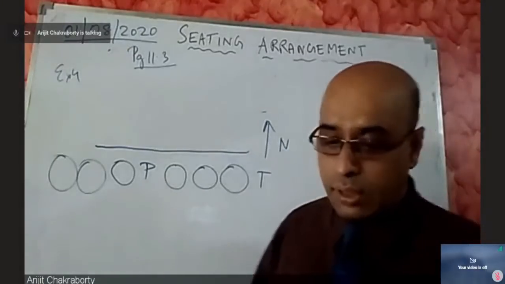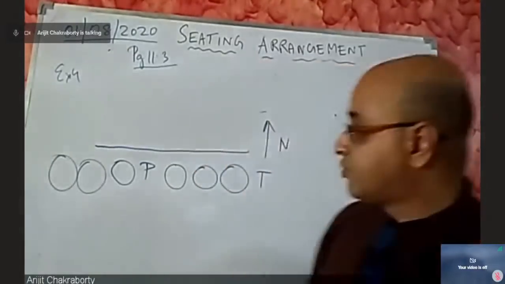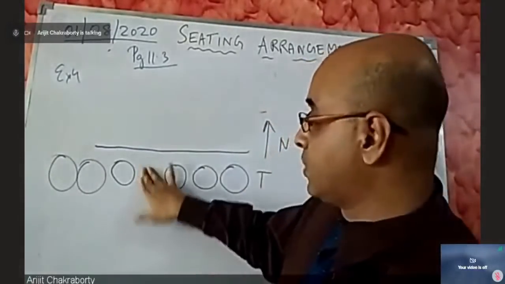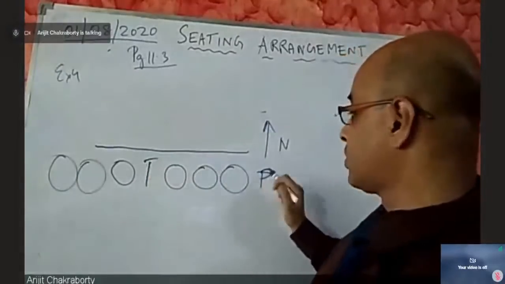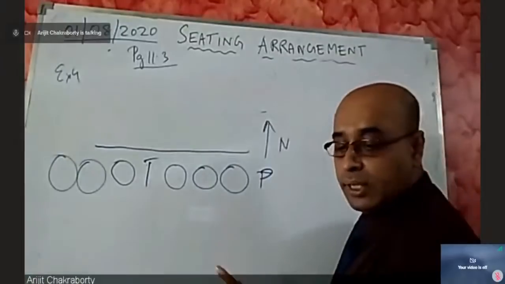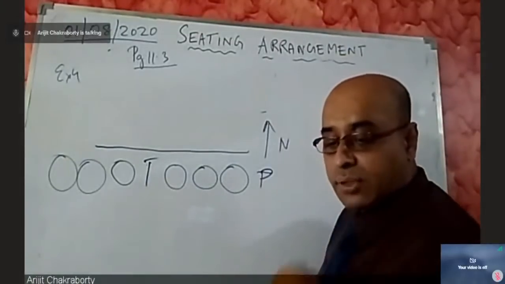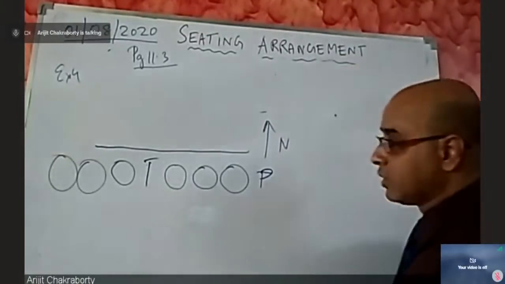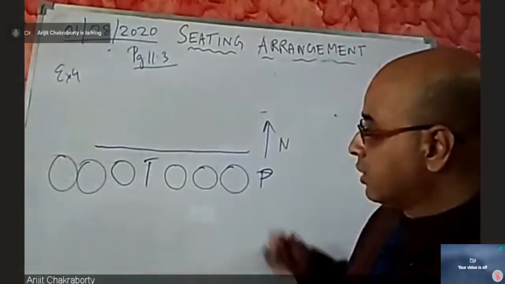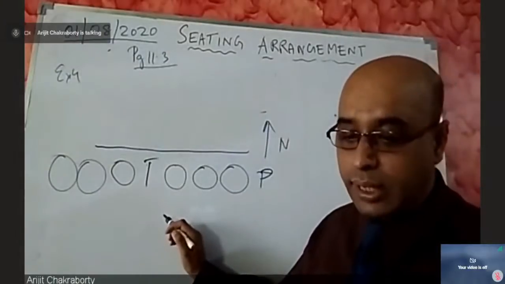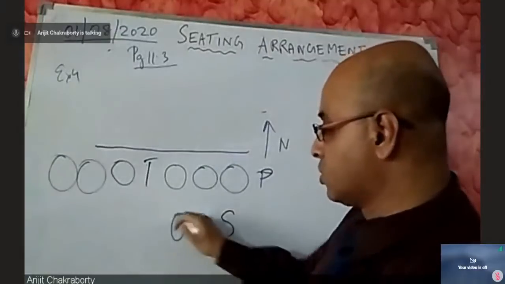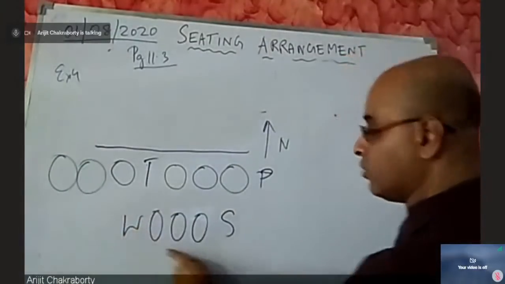So we have got P is 4th to the right of T. No, sorry, this will be T. P is 4th to the right of T: 1, 2, 3, 4. W is 4th to the left of S. So let us just draw the condition here. If S is here, left of S, 1, 2, 3 and 4, so W will be here.